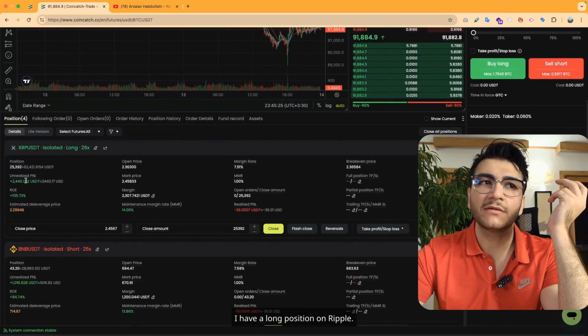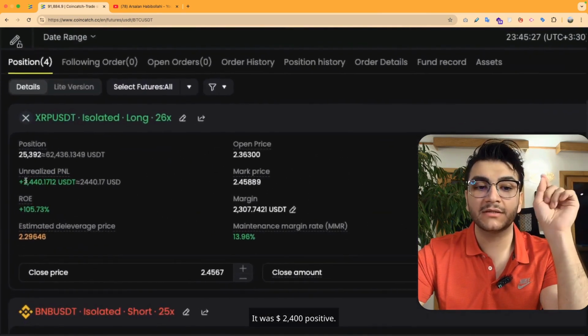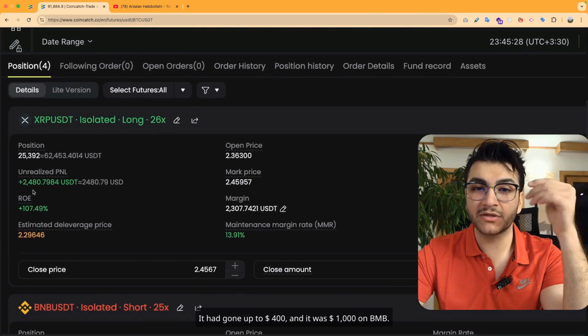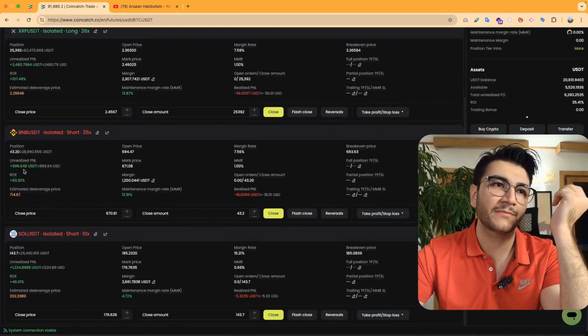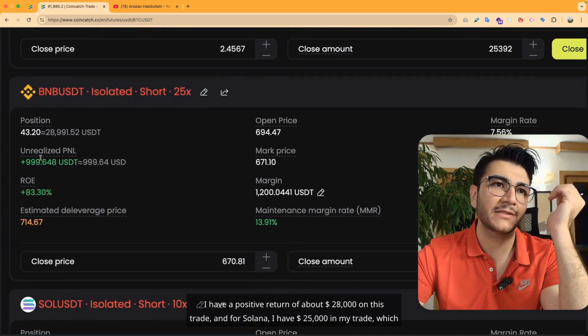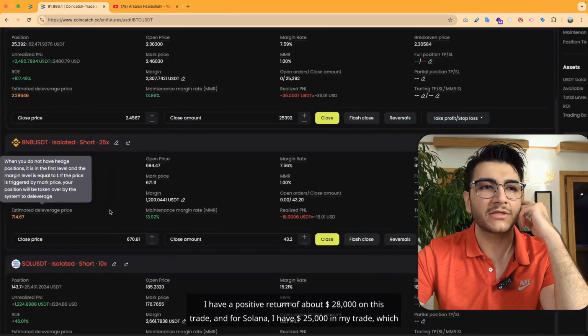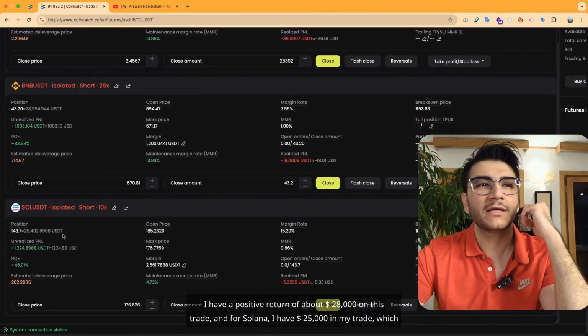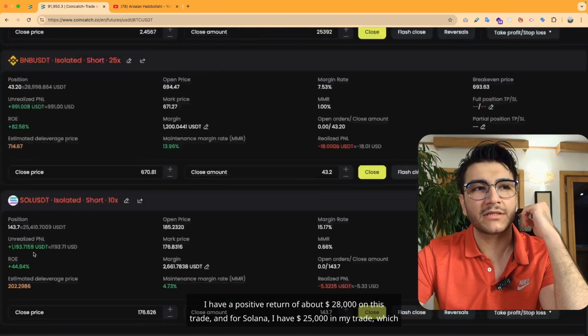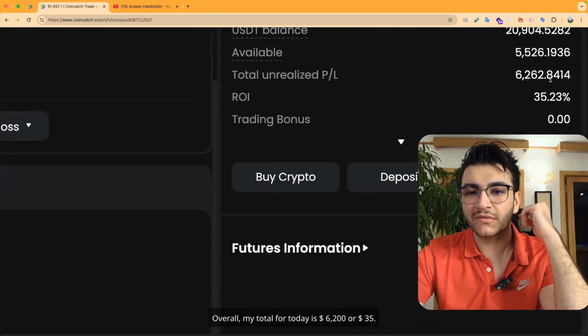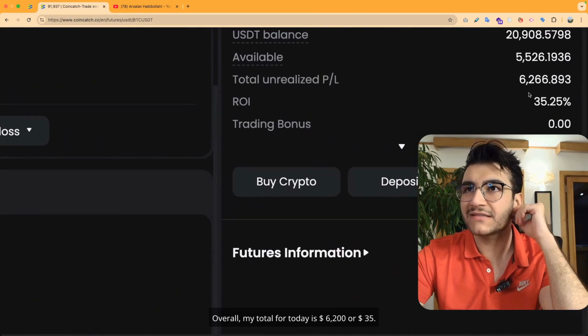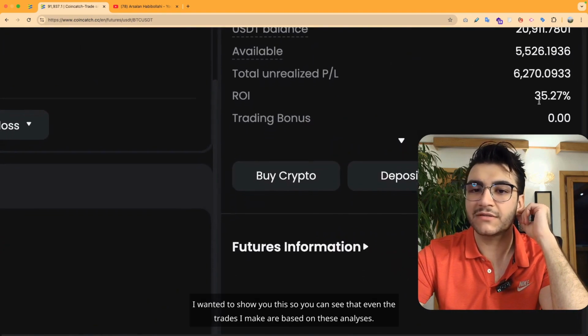It was $2,400 positive. It had gone up to $400, and it was $1,000 on BNB. I have a positive return of about $28,000 on this trade. And for Solana, I have $25,000 in my trade, which is showing a $1,000 profit. Overall, my total for today is $6,200.